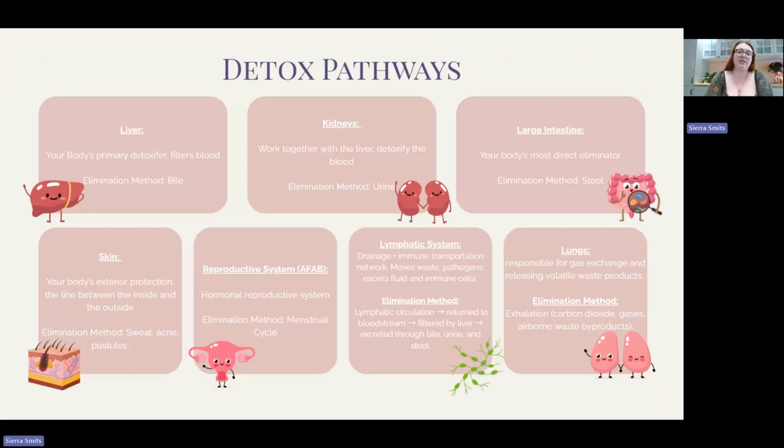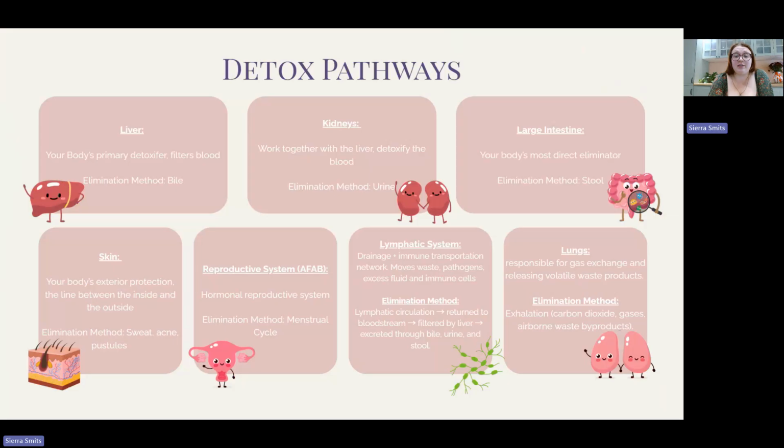So the next one we talk about is the detox pathways. And like I said, this is where people either get really excited or they get put off. And I never found someone who knew what I was going to say. So we're going to talk about how your body eliminates waste products. We all know our body makes waste products. It's literally anything our body makes that it doesn't need. We're not a self-sustaining organism. Okay, we have food, we have waste. So the primary detoxifier in your body is your liver, and it filters your blood. The primary elimination method of the liver is bile. The kidneys work together with the liver also to detoxify the blood, and the elimination method is urine.